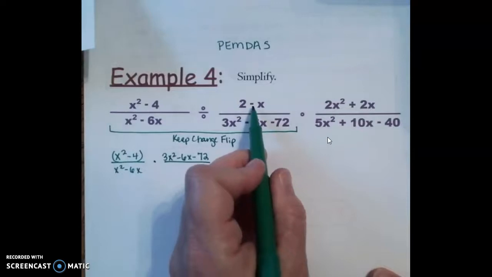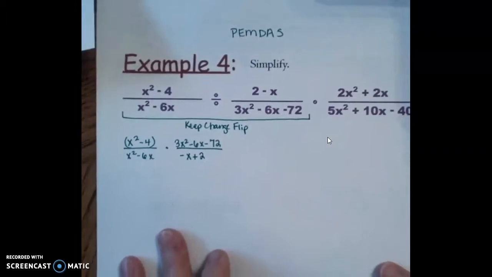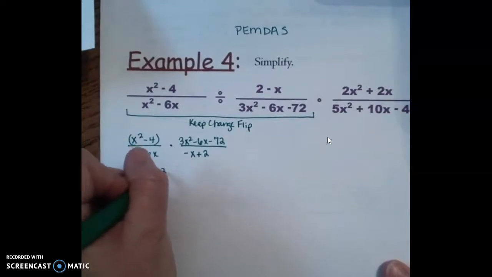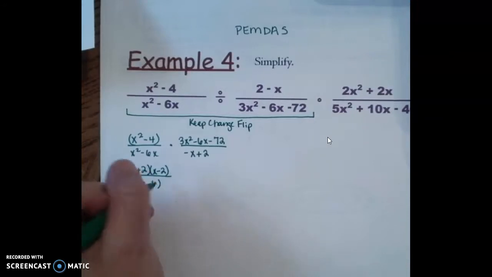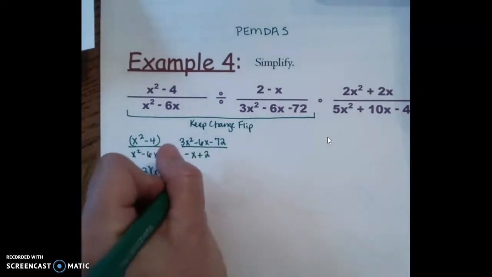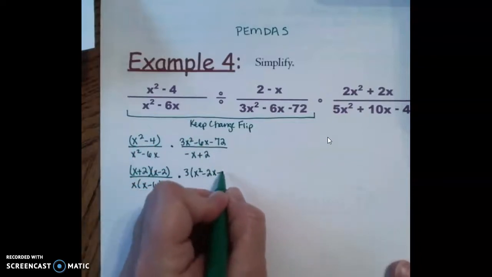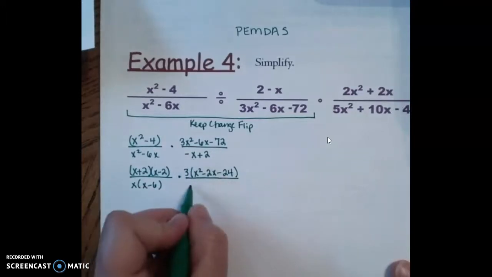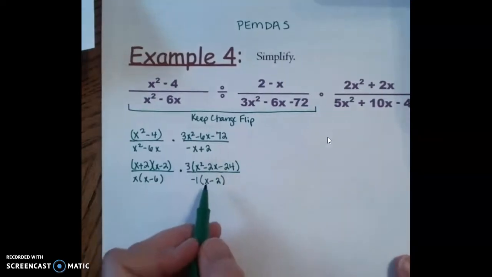And then when I flip this one, I'm going to rewrite leading with that x. So then I'm ready to factor. I see I have a difference of squares in the numerator. I have a GCF in the denominator of x, so that's going to leave me x minus 6. I have a GCF in the numerator, so we'll factor out a 3. And then that's going to be 24. And then I'm going to factor out this -1 because we never want to keep a negative x.